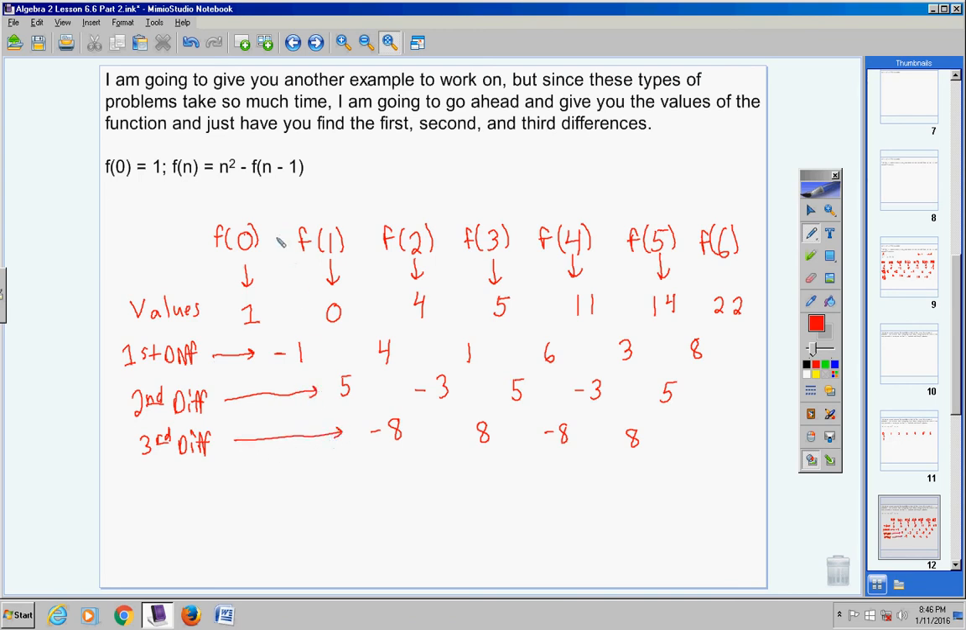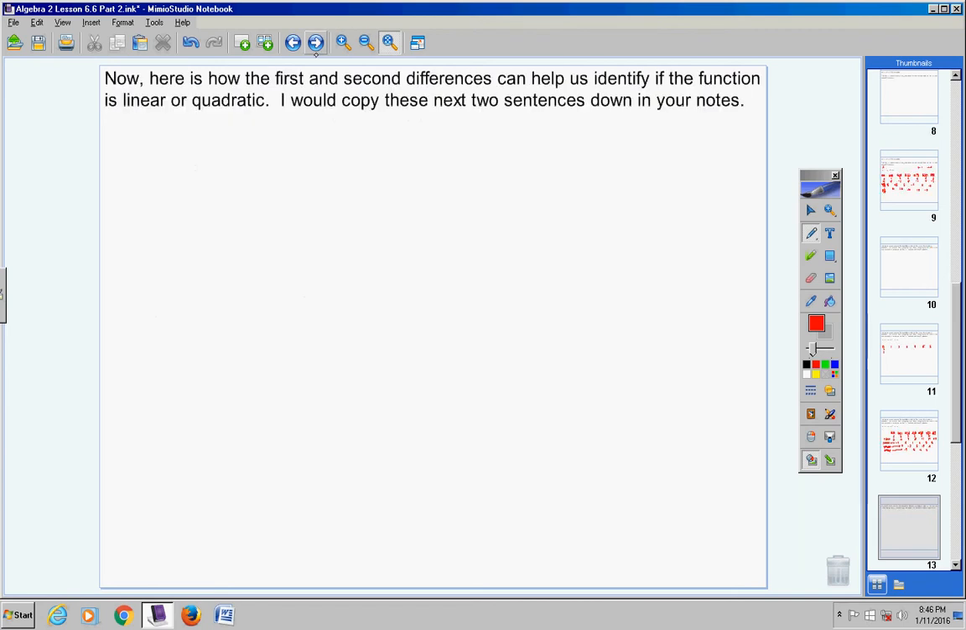So before we go any further and try to decide whether there's a relationship that's linear or quadratic, I first had to show you how to find these differences. And now that we've done that, let me explain to you what we're going to do with these, okay? So please take really good notes.